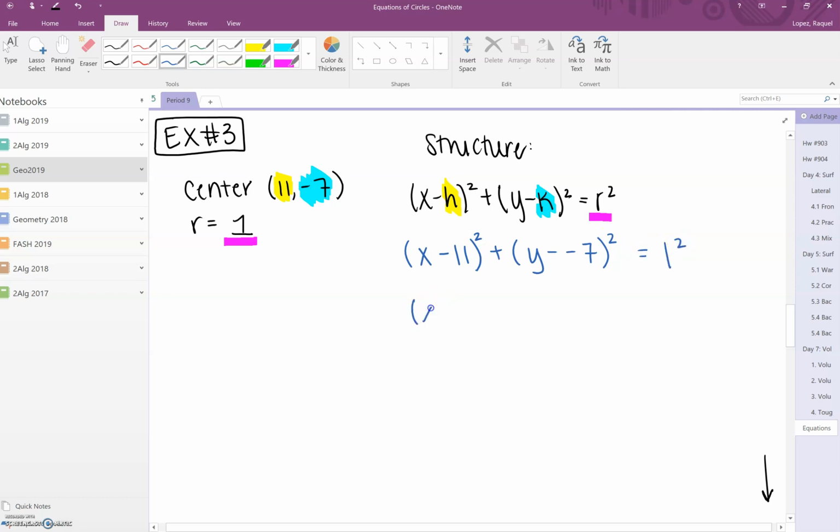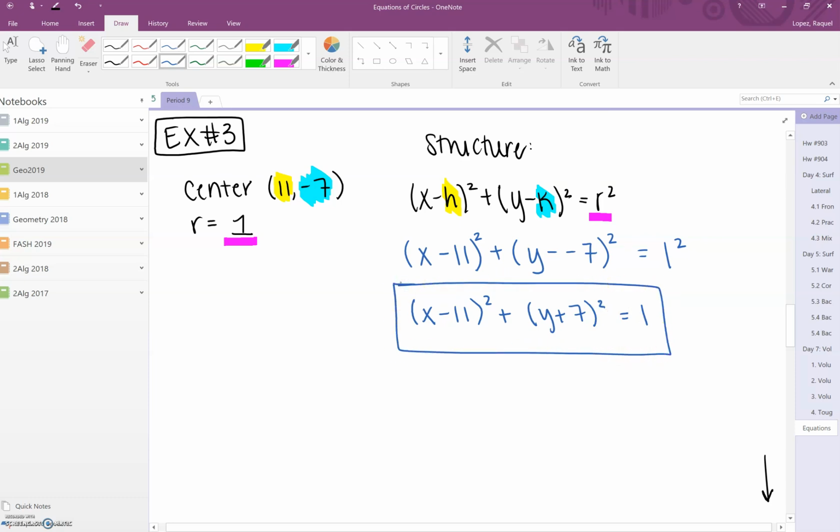Now when I try to simplify, I have (x minus 11) squared plus, I've got that double negative right here, so that's going to end up being (y plus 7) squared, and then 1 squared is just 1. So this is my simplified version. Anytime you've got a negative coordinate for your center, it's going to change the sign in the equation, and that's just because of the structure that we write our equations for circles in.